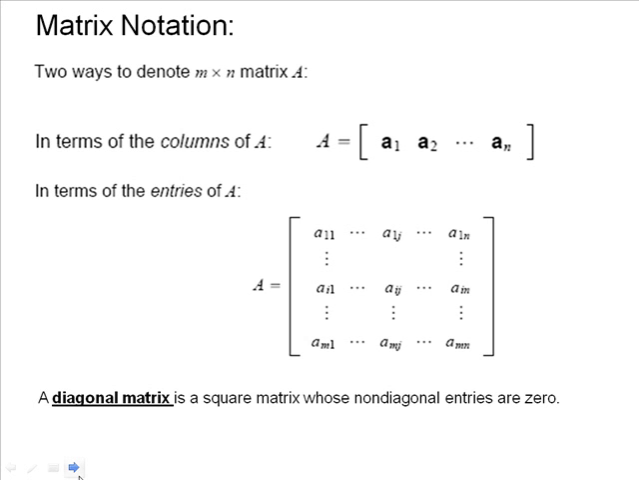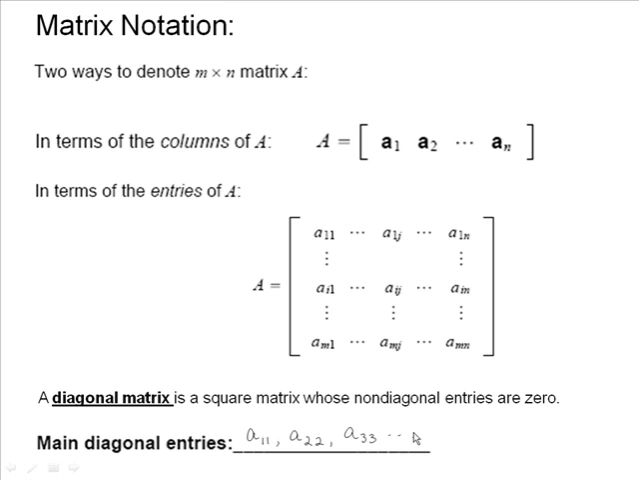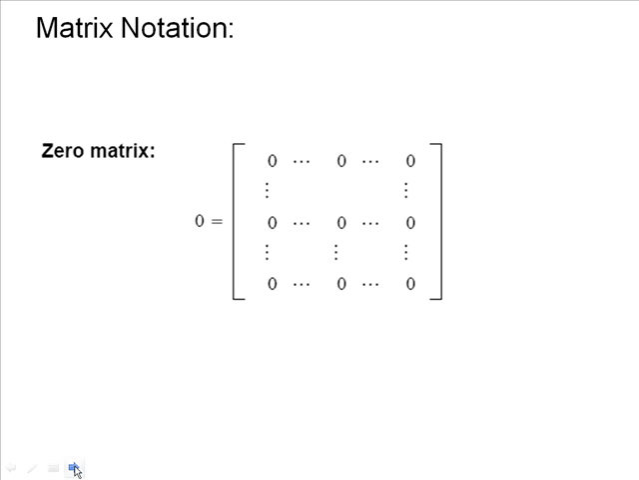A diagonal matrix is a square matrix whose non-diagonal entries are 0. So the main diagonal entries have the same number in the subscript, like A11, and then A22, A33, and so on. We also have a zero matrix, which is just an n by n matrix whose entries are all zeros.